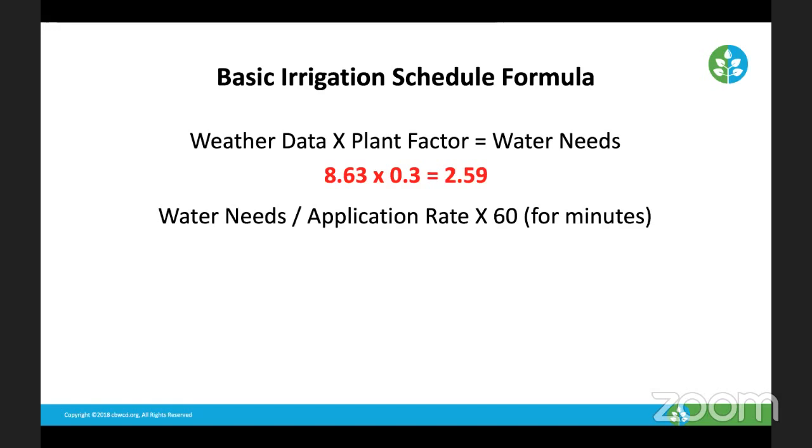Okay, now what? Now we take that water need and divide it by the application rate, which we got from the manufacturer, multiplied by 60 to give us minutes. That's 239 minutes. So for the entire month of July, we needed to run roughly 240 minutes. Do we run that all at once? What do we do?